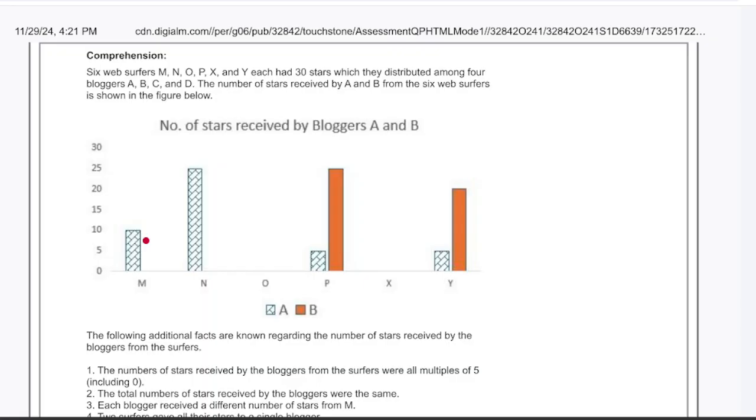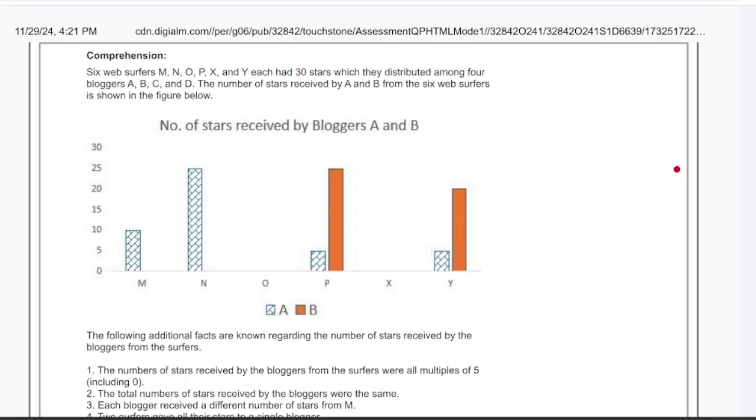CAT 2024 LRDI section. Puzzle 2. Quite easy, doable puzzle. Now let's go ahead with the puzzle. It says six web surfers, M, N, O, P, X, Y, each had 30 stars, which they had distributed among four bloggers, A, B, C, and D. The number of stars received by A and B from the six web surfers is shown in the figure below.